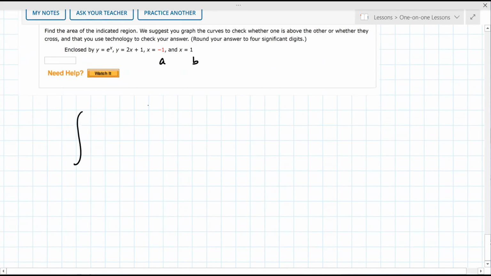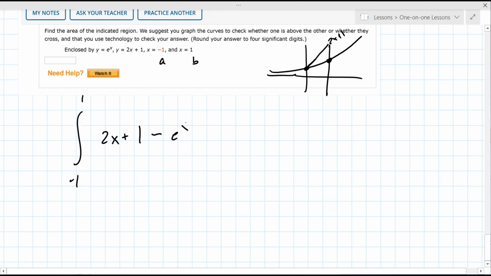So this is your A, this is your B, -1 to 1. You don't know which one is the top or the bottom. You could try to figure it out: e to the x goes like this, and 2x plus 1 actually hits there too. I'm going to guess that 2x plus 1 is up there. But it's going to be the integral of 2x plus 1 minus e to the x dx. So why don't you try that in your calculator? I'll do it as well, and we'll see if we get the same thing.